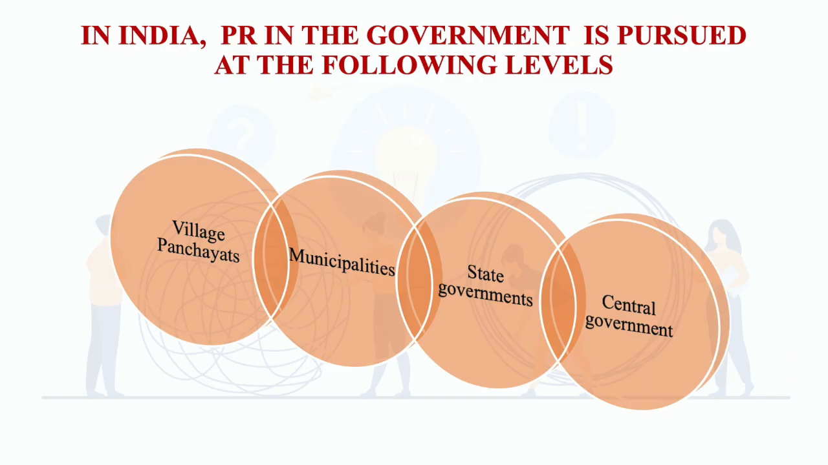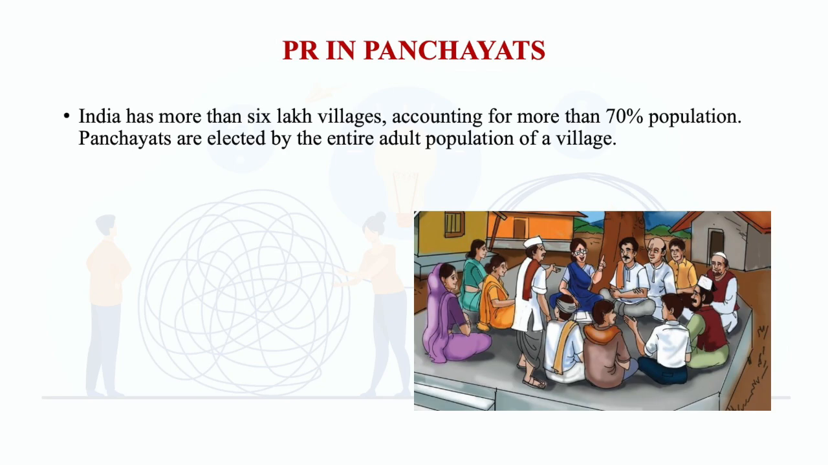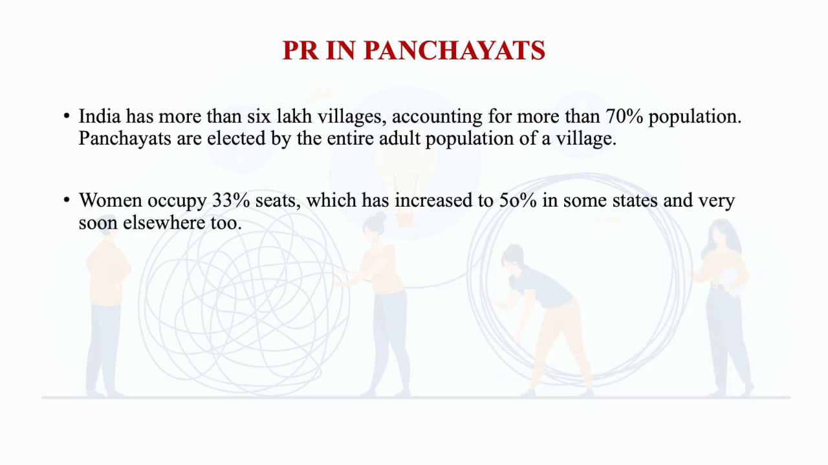PR in panchayats. India, as you know, has more than 6 lakh villages, accounting for more than 70% of the population. Panchayats are elected by the entire adult population of a village. Women occupy 33% of seats, which happened in the 1980s when the Panchayati Raj Act was passed, and women have also come to the forefront. Some of the states have voluntarily given 50% seats to women.